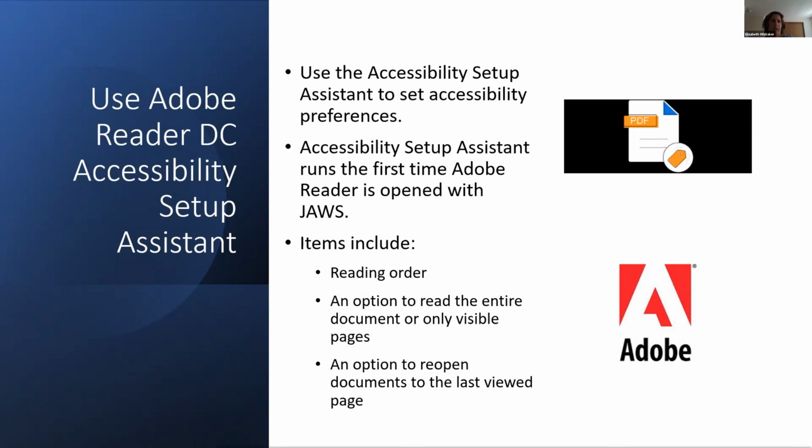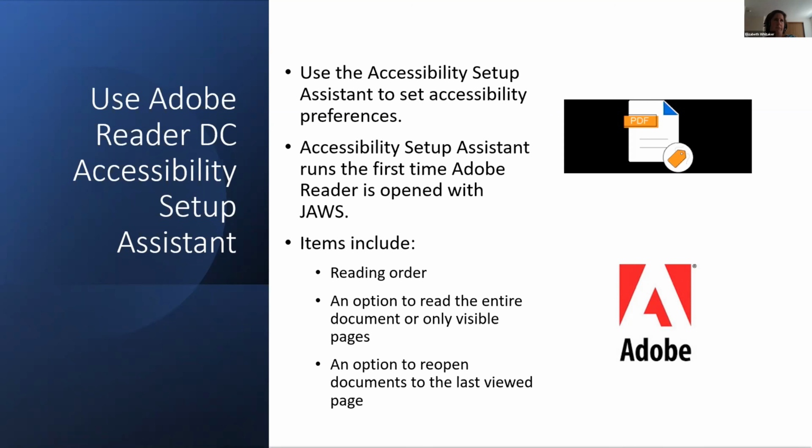So I'll go ahead and demonstrate that for you now. There's also preferences that I want to show you. You can use preferences to further customize your reading experience. You can access preferences in the edit menu, but you can also press Control and the letter K, and that will access preferences.